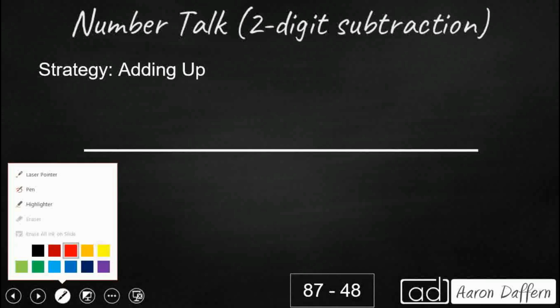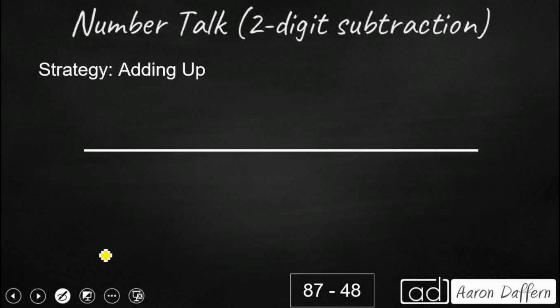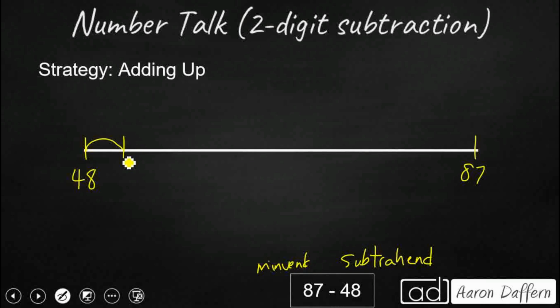So the first thing that we could have done is use the strategy adding up. What this does is it takes our second number, which actually has a name, subtrahend, and we start with that. We try to add up to get to our bigger number, 87, which also has a name, the minuend. So we add in chunks. We go 48, and let's get to the next 10, and that's going to be 50. So that's a plus 2.